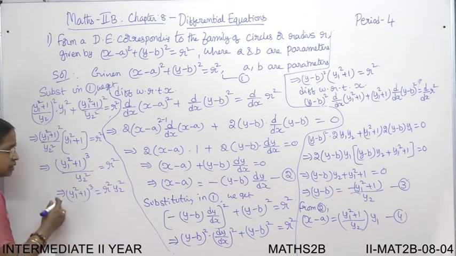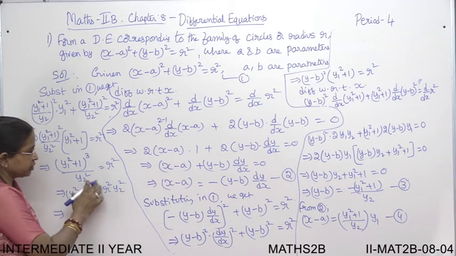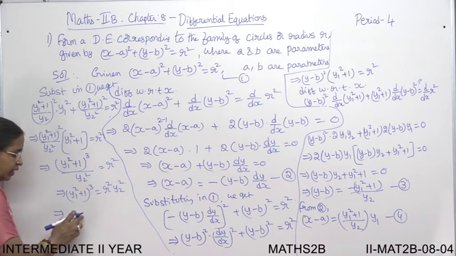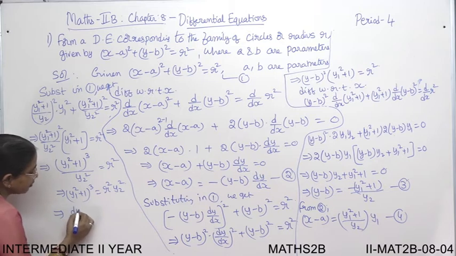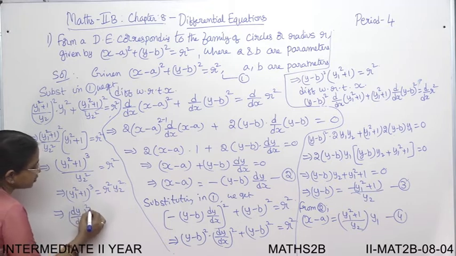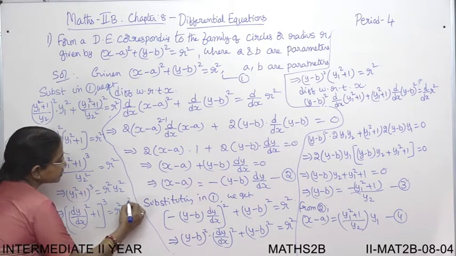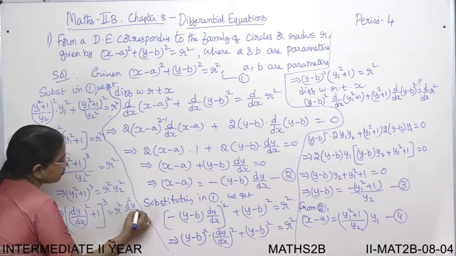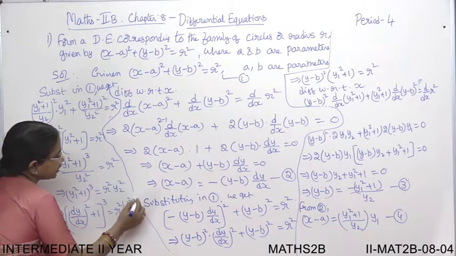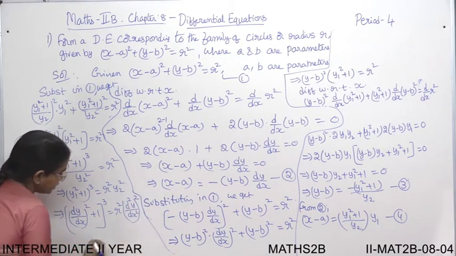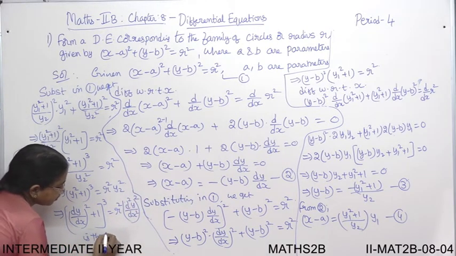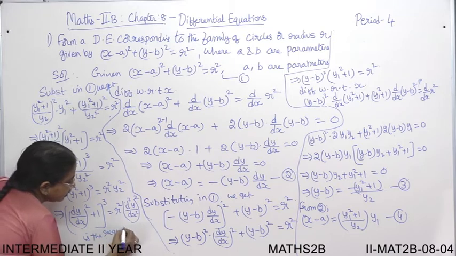Now you write, always after writing the equation in terms of y1, y2 and so on, the final equation you write in terms of dy by dx. What is y1? Dy by dx. So (dy by dx whole square plus 1) whole cube is equal to r square into y2 square, meaning (d square y by dx square) whole square. (d square y by dx square) whole square is the required differential equation. So this is the required differential equation.